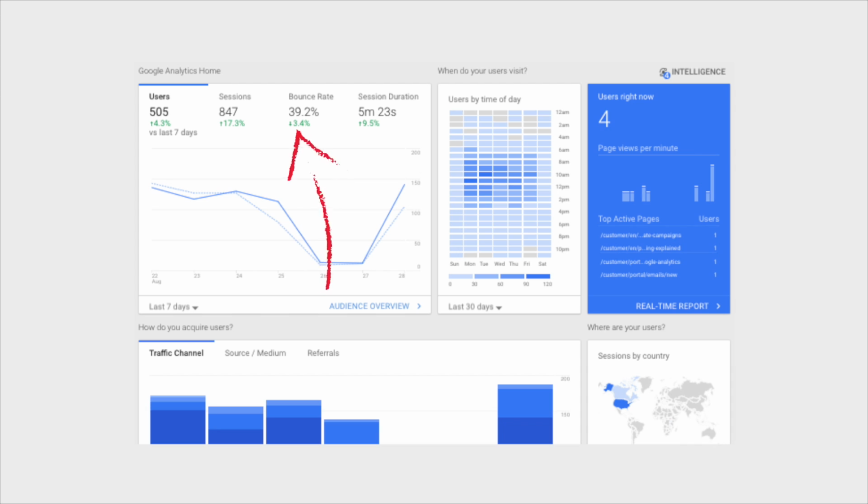Your bounce rate is the percentage of visits where a user lands on your site and then leaves your site without any further interactions. Now often this figure can change depending on which page you're looking at and how useful or relevant the content is, but the figure you see when you first log in to your Google Analytics homepage is an average across your whole website.